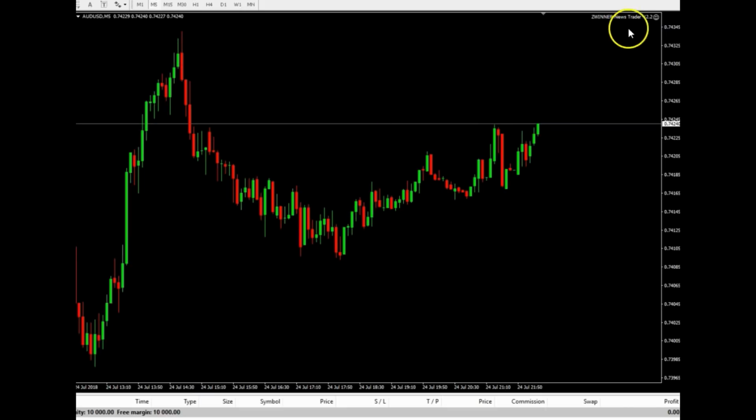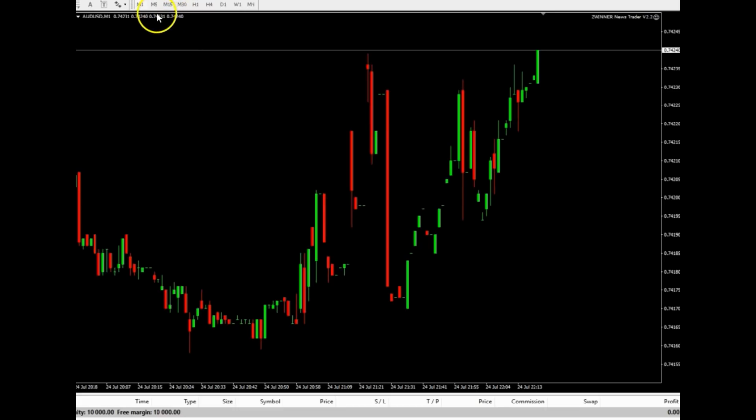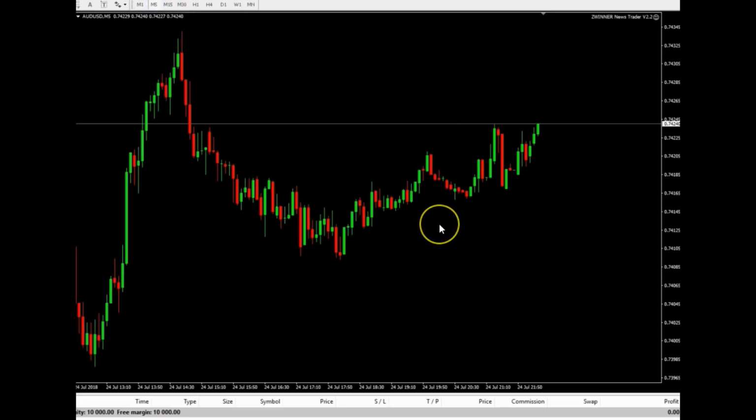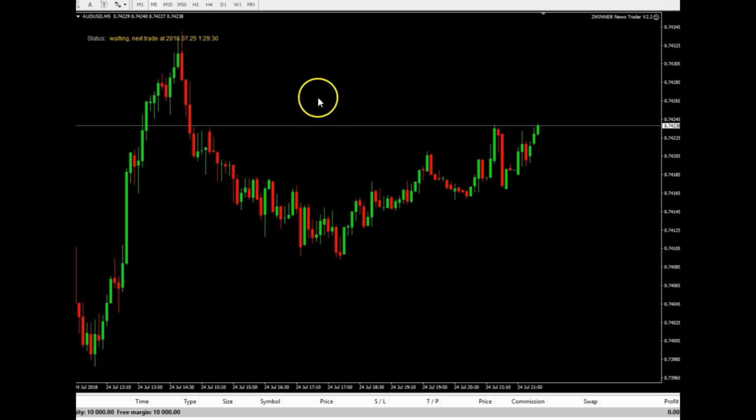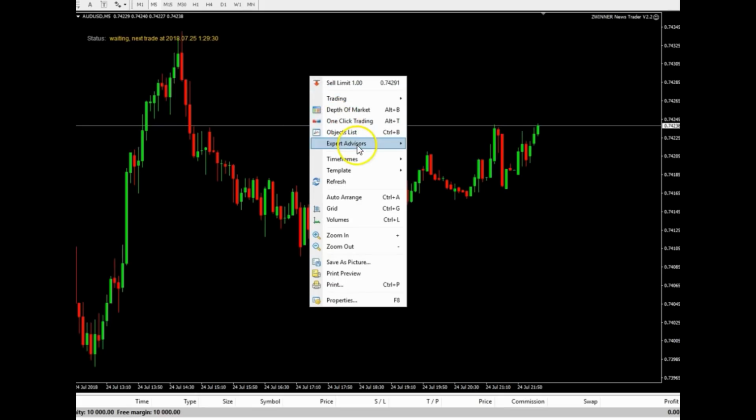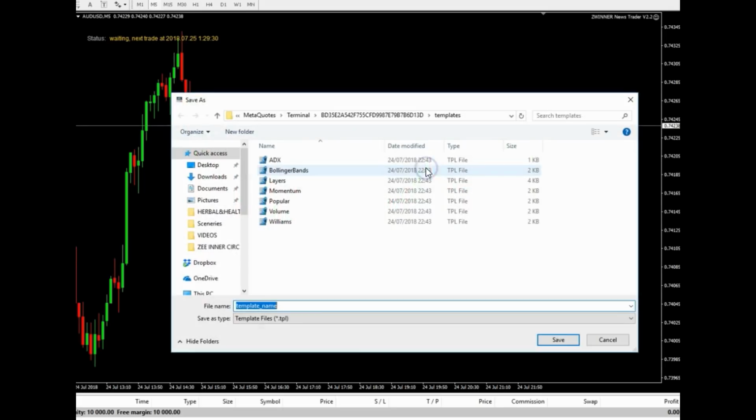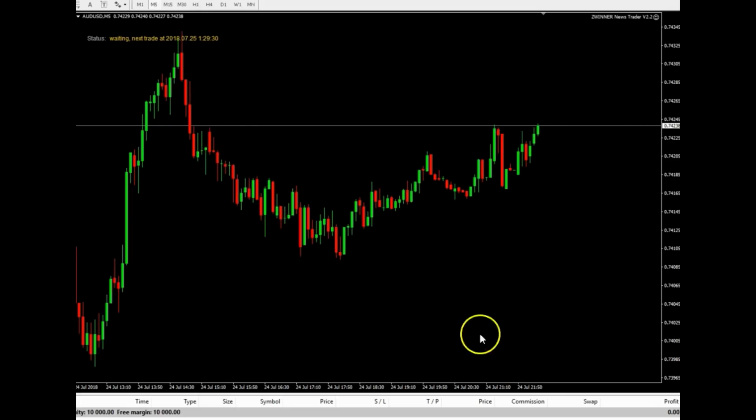Here we have our robot, and the time frame we have is 5 minutes. If you wish, you can make it 1 minute so you can watch it, but with 5 minutes I can see it clearly now. After doing that, I'll go to my template, save template, and I will write down the name, it's called news trading underscore AUD. So it is trading the Australian news, and save.